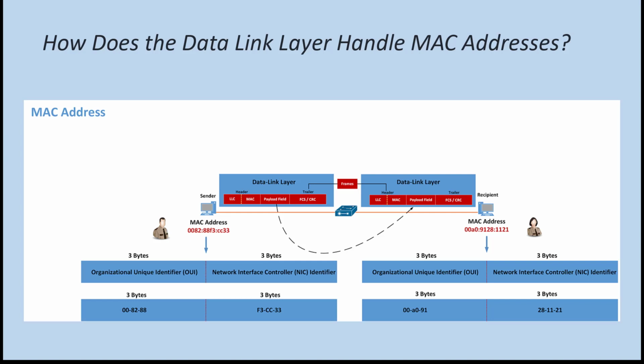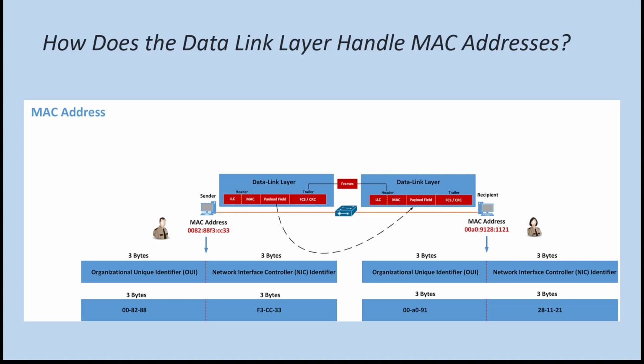But here's the cool part. The data link layer puts together frames with MAC addresses in the header. These frames act like envelopes for your digital messages, guiding them right to where they need to go. It's like the, let's say, postal service of the internet, making sure your data goes to the correct place.